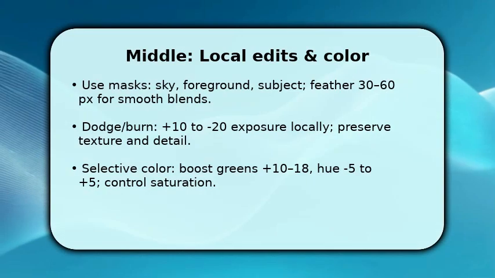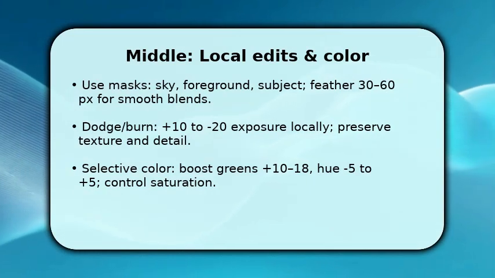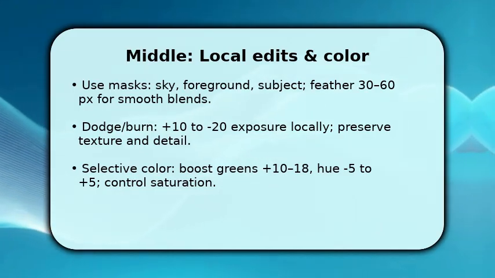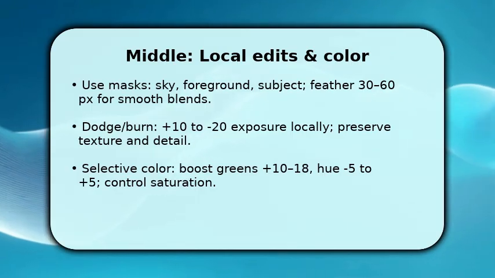You now move into local adjustments to shape depth and mood. Create separate masks for sky, foreground, and main subject. Feather generously so transitions stay natural. Use dodge and burn sparingly, around +10 to -20 exposure, to guide the eye without flattening texture.